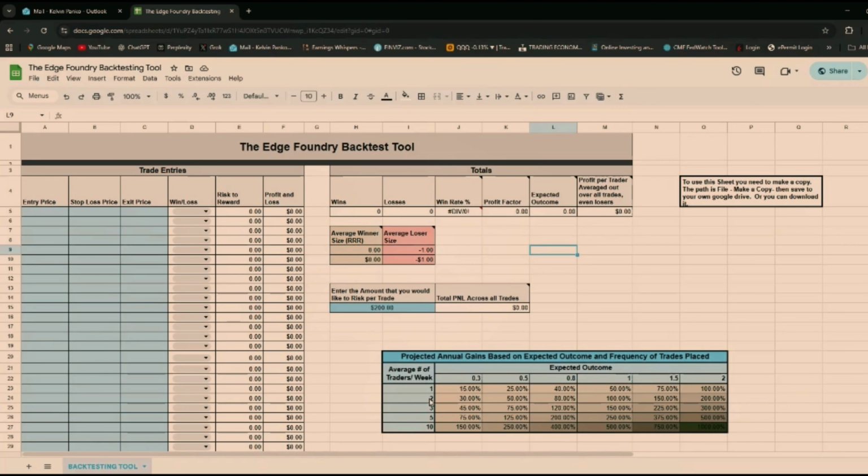If you only placed two trades per week and you had an expected outcome of one, that would make 100% on your account. You don't have to day trade to get powerful gains. You're only making two trades per week, but you have a really good expected outcome. When you win, you really win, then you can make 100%. You can double your account in a year. And so you can go through the charts and get a feel for how much of a difference it makes when you get strong winners. That makes a big, big difference. You don't have to place a lot of trades if you've got a really good quality setup.